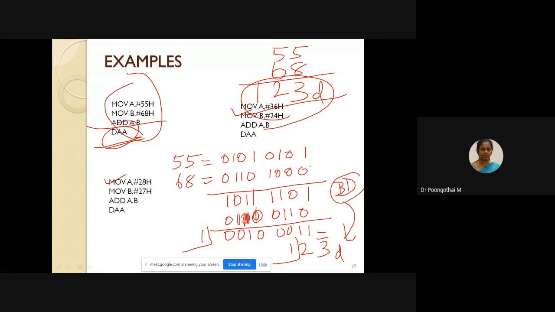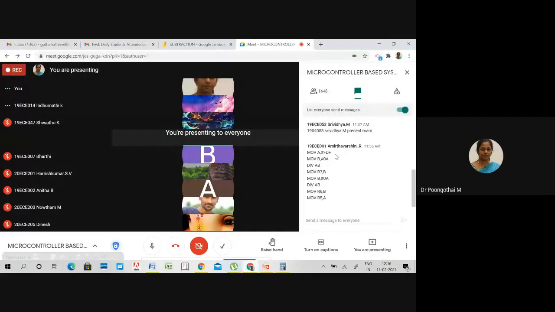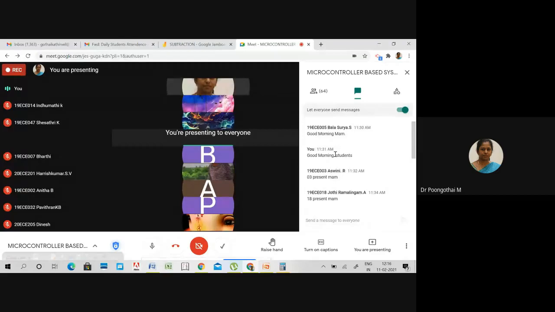Is that clear? Any doubts regarding this? Students? Did you understand, or did I confuse you? Are you confused or is it clear? Clear, ma'am. Clear. What about other students? Only Bharati and Balasuriya are communicating. What about others? Okay.